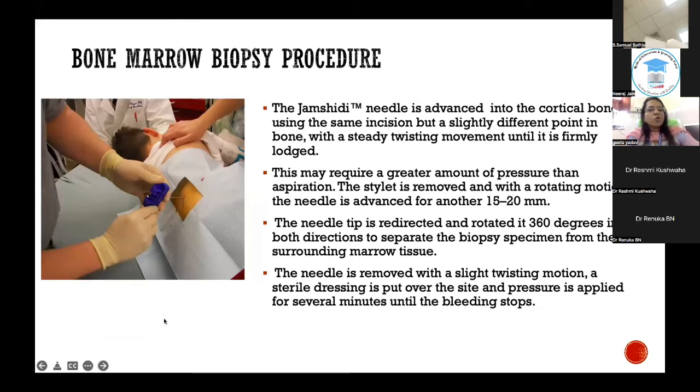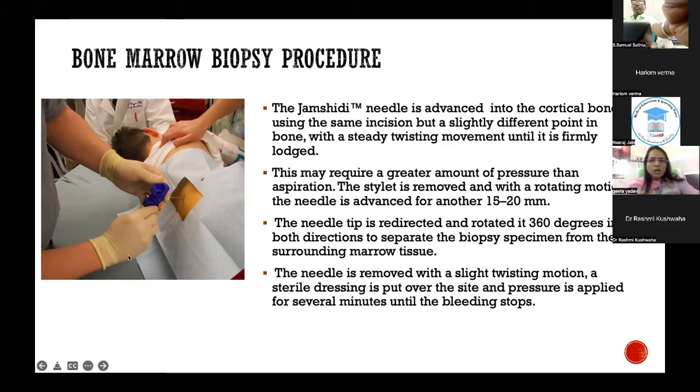Again, if a bone marrow biopsy has to be done, then the same incision point has to be used for advancement of the Jamshidi needle. But when we go inside the periosteum, it has to be slightly different from the aspirate site. Otherwise, your biopsy will show hemorrhage. Now we'll move with a twisting movement.